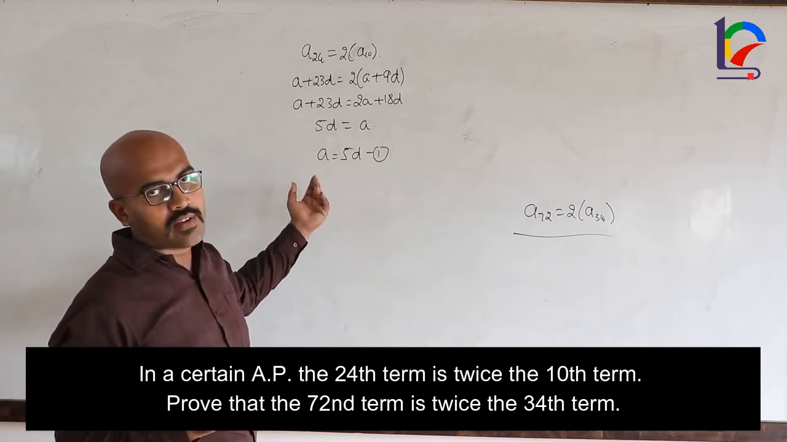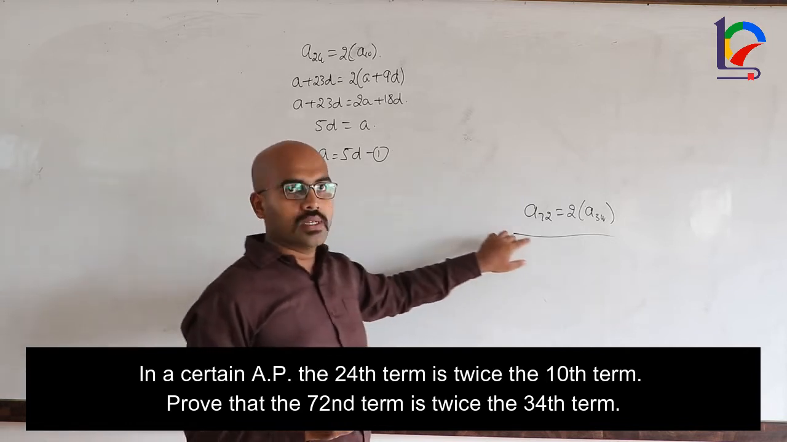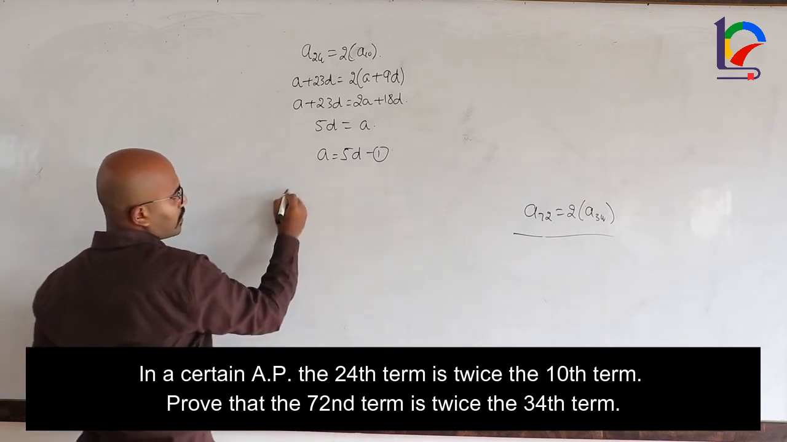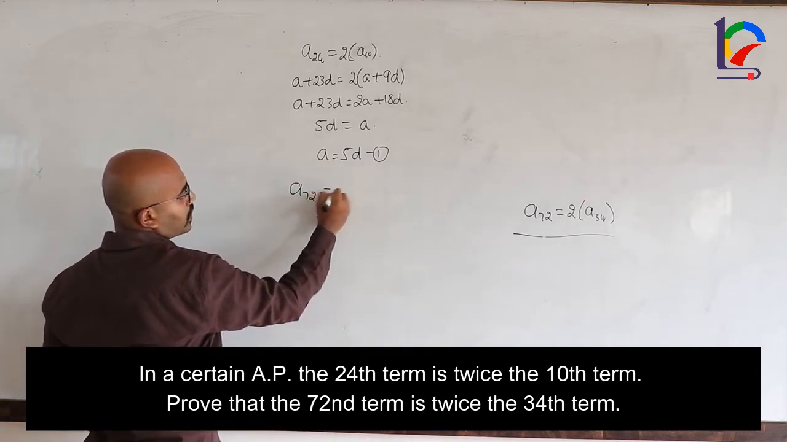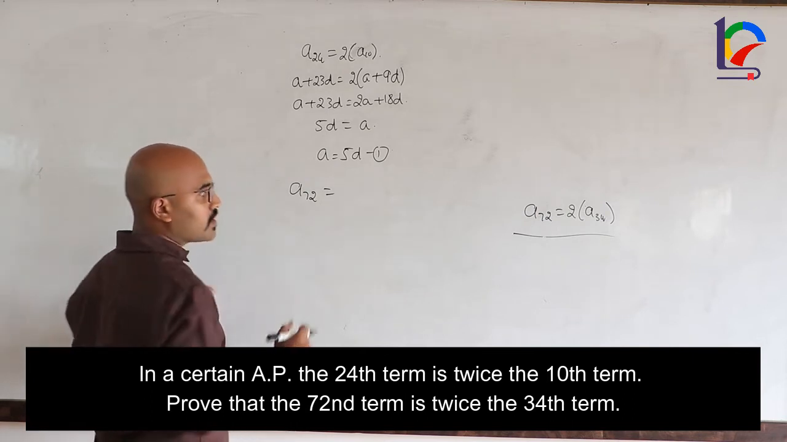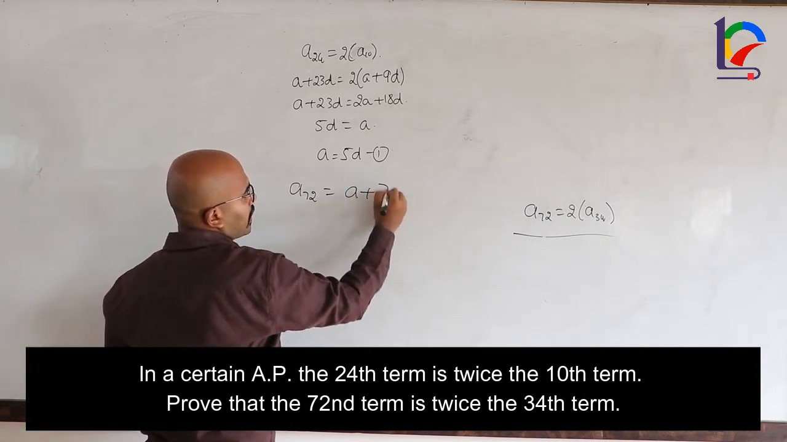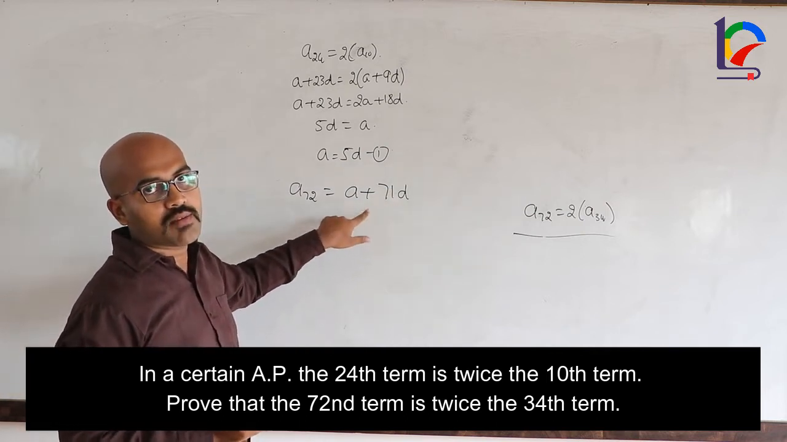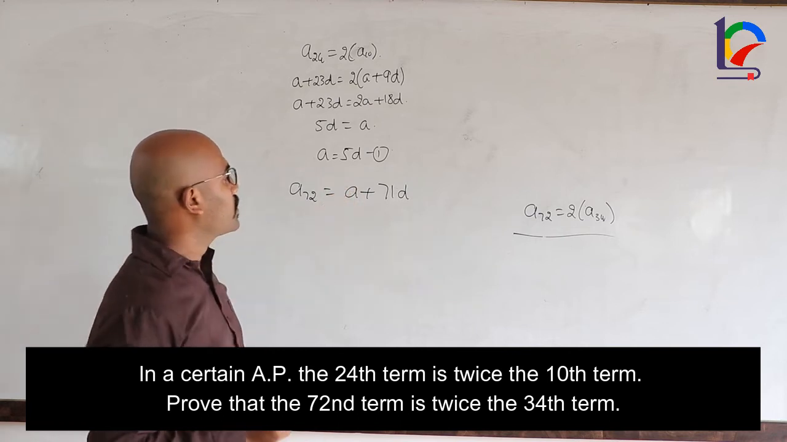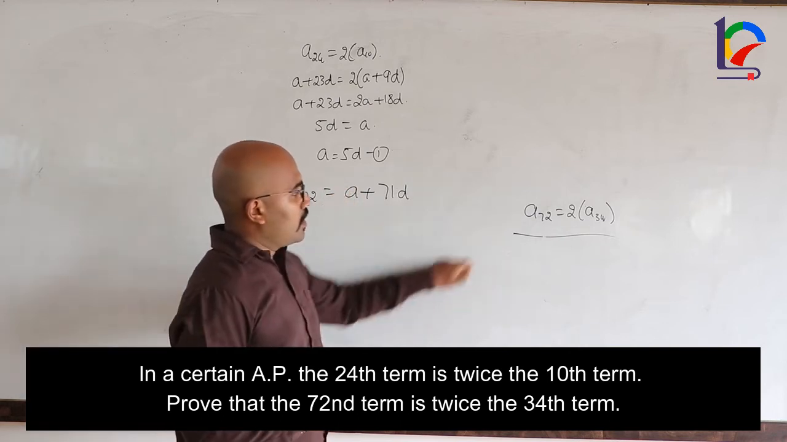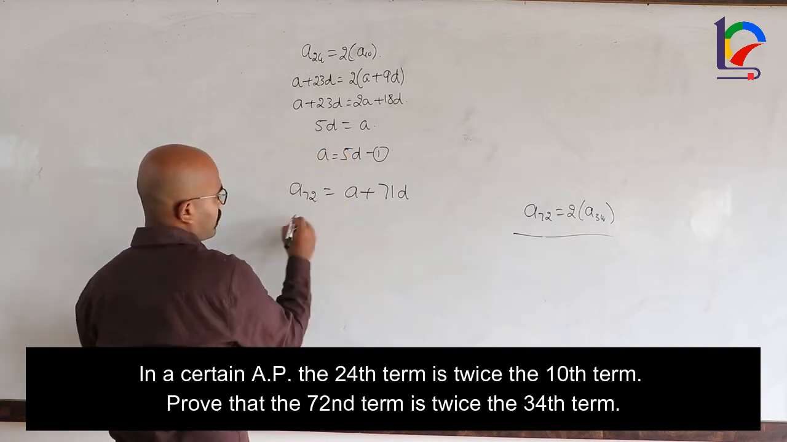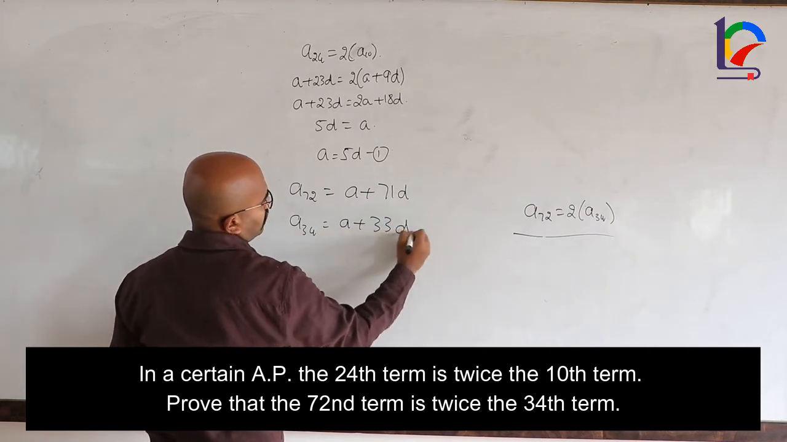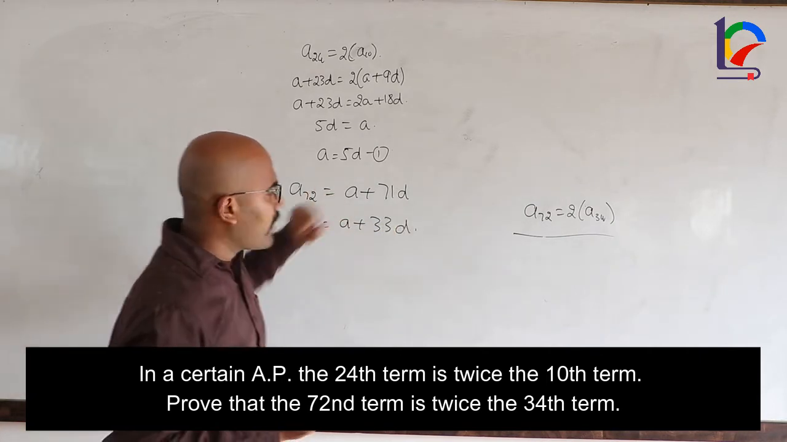So after this you can't simplify anything. So what you do is take this. The 72nd term, a72, can be written as a plus 71d. So the 72nd term can be written as a plus 71d. So after this, what is the 34th term? a plus 33d.